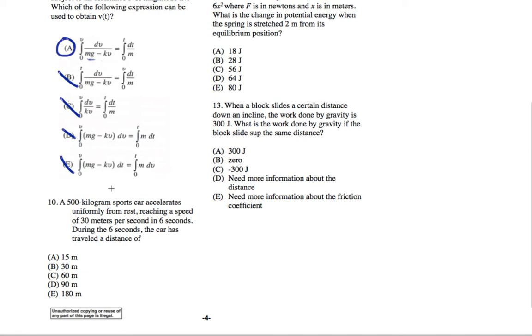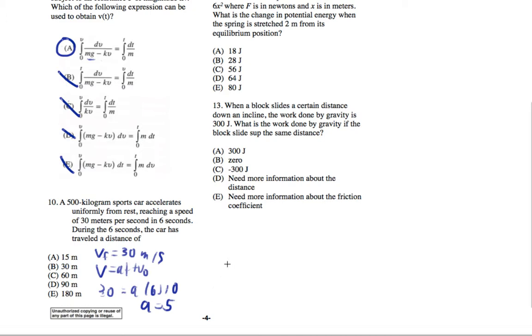So a 500 kilogram sports car accelerates uniformly from rest, reaching a speed of 30 meters per second in 6 seconds. During the 6 seconds, the car has traveled a distance of. So let's figure that out. So first, v final is 30 meters per second, and I need the acceleration. I'm going to get the acceleration using v equals at plus v naught. So I have 30 equals a times 6 plus 0. So my acceleration is 5.